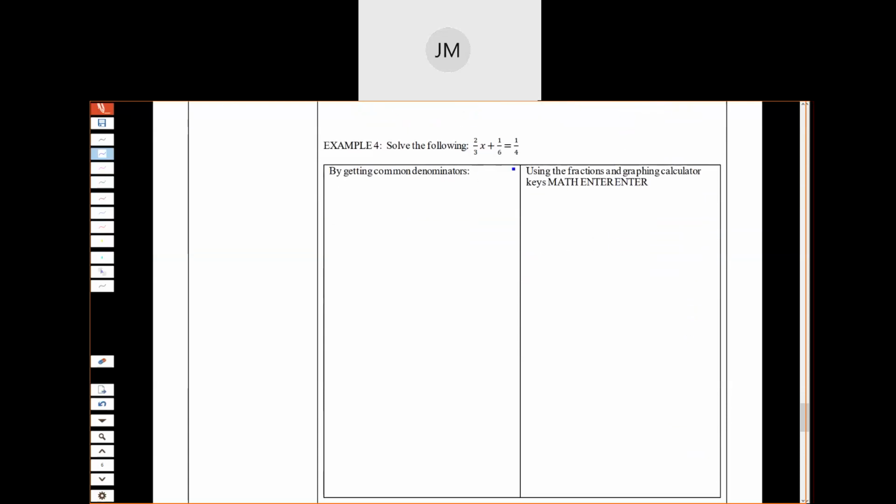Here's another example. Like fractions, using your graphing on your calculator would be an easy way to solve this. I'm going to show you how to solve this getting common denominators, because I think that it's good to have a refresher on fractions and in particular common denominators. Okay, so let's start with 2/3 x plus 1/6 equals 1/4. And I'm only going to focus on one side of the equation, right? So on this side, I want to get common denominators.